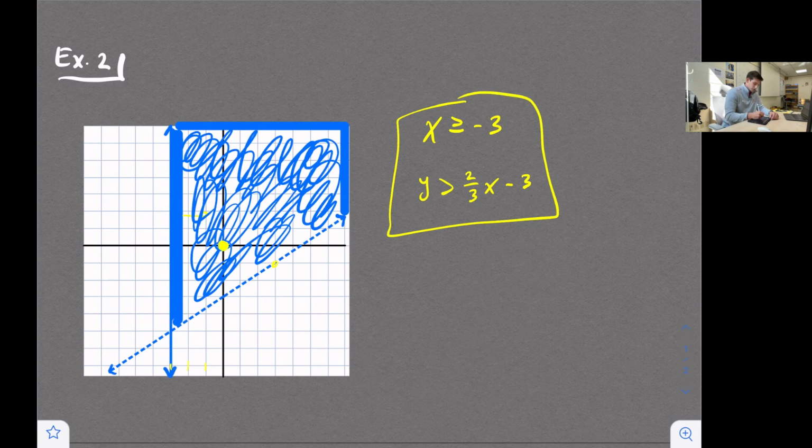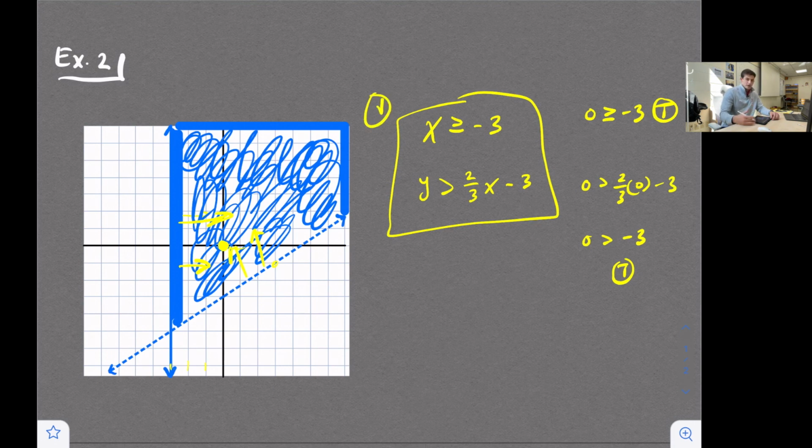Once again we can choose a test point. Let's choose the origin right in here. So let's say 0 is greater than or equal to negative 3. That's true, so we shaded to the right of that vertical line. And over here we're going to say 0 is greater than 2/3 times 0 minus 3, so 0 is greater than negative 3. That's also true, so we shaded in the portion that had the origin, which was our test point. Okay, so we know these two inequalities are good, and that's how we write a system of linear inequalities from a graph.